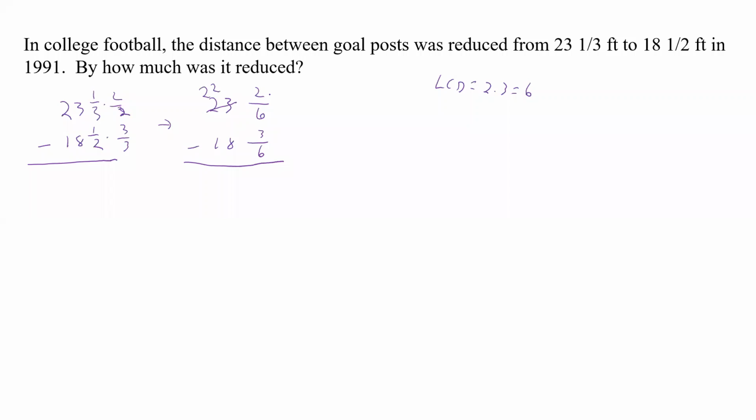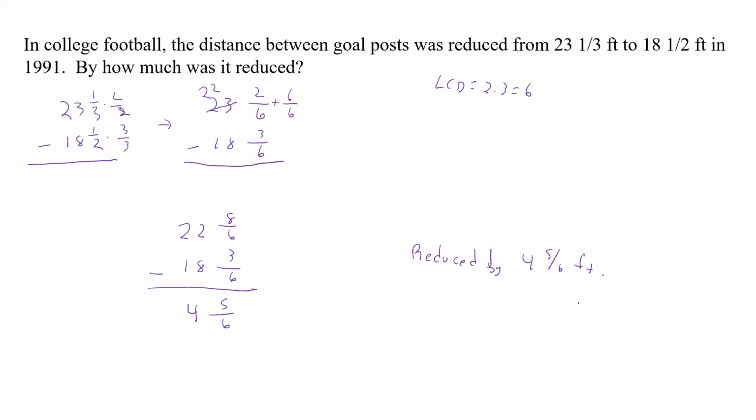So that becomes 22, and we're going to add 6 over 6. So now it becomes, let's split it down here, 22, and 2 plus 6 is going to be 8 over 6, minus, now we have 18, and this is going to be 3 over 6. And so now if we subtract that, that's going to be 4. And here 8 minus 3 is 5 over 6. So it looks like it was reduced by 4 5/6 feet. Okay, so that's going to be our answer for that one.